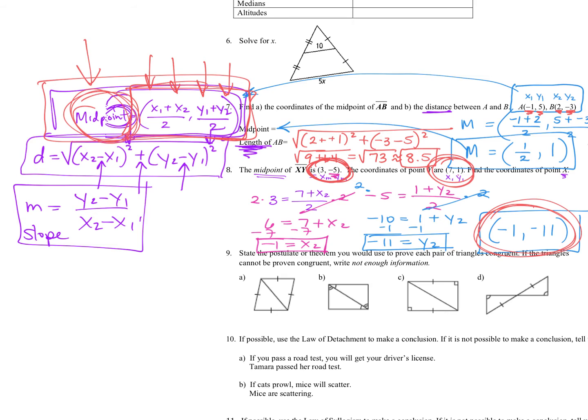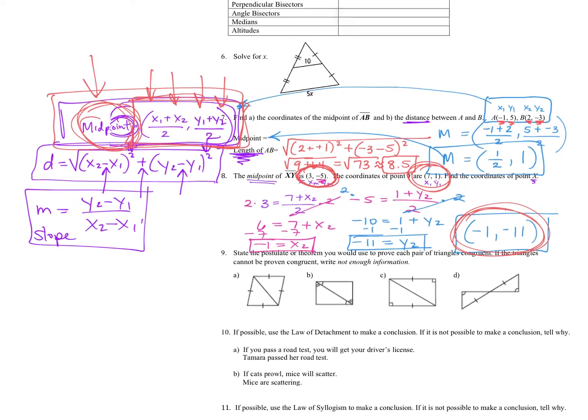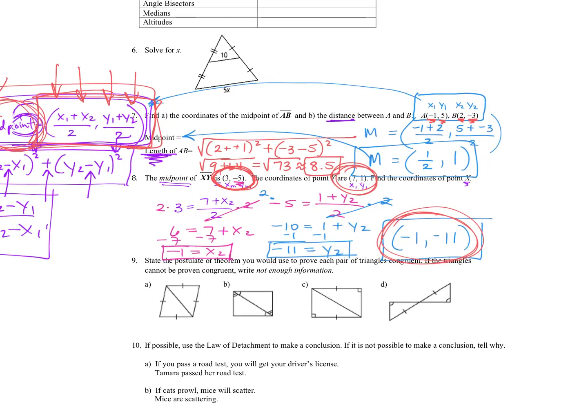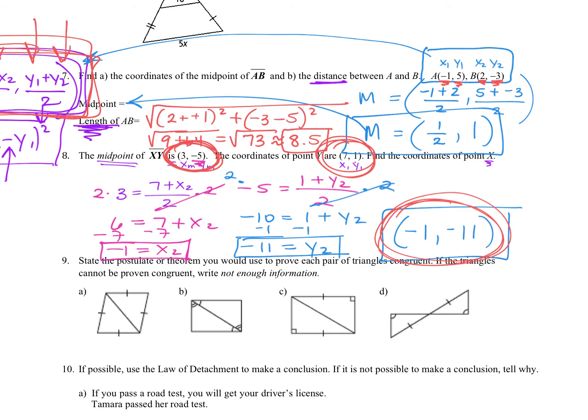Soraya. For number 7, number 8, it said find the midpoint for both of them, but we did 2 different? No, read number 8. It doesn't say find the midpoint. It says the midpoint of xy is, so they told you the midpoint on that one. It says find the coordinates of point x, and if the segment is xy, x is an endpoint of that segment. So you've got to read the directions carefully there, what you're looking for.